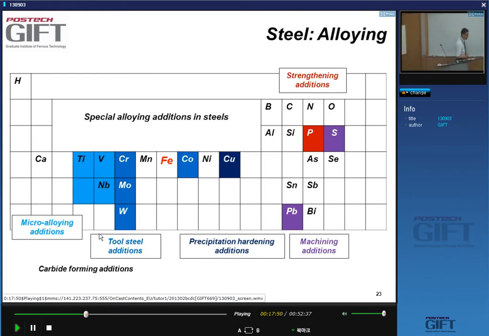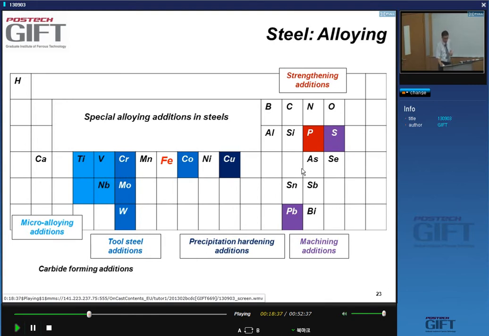In the case of tool steel, we need extremely hard carbides to be formed in the microstructure, and we'll have tungsten, moly, chrome carbides in the microstructure. We will have to add these elements to high levels. Precipitation hardening can, for instance, be achieved by adding copper to the steel. And in certain steels, we will add elements such as sulfur or lead. Lead is being phased out, but sulfur can also be used as a machining addition to ease the machining of parts.